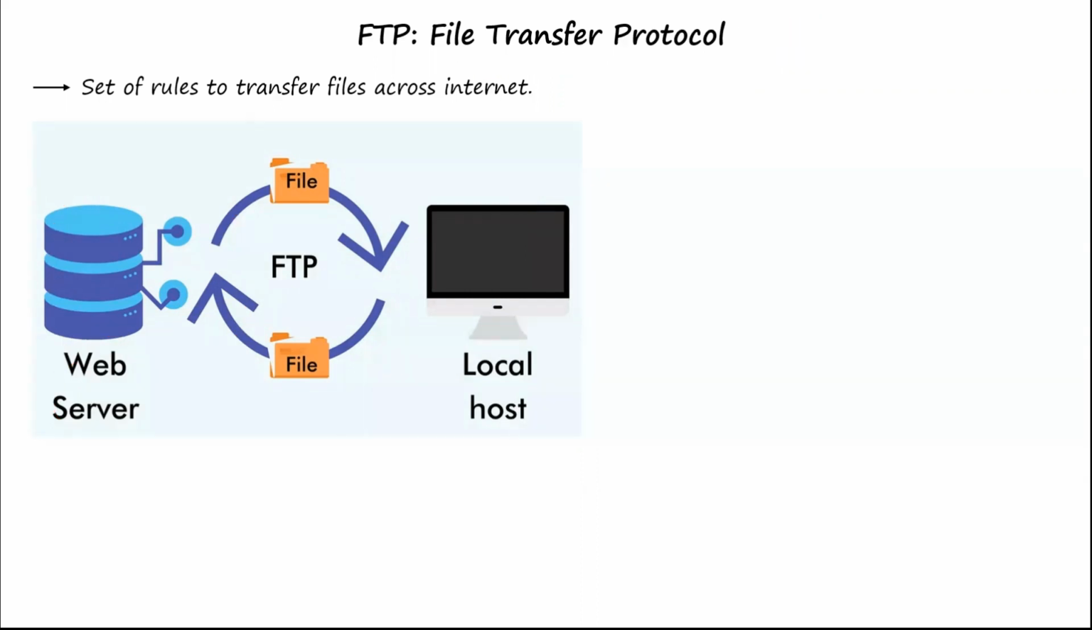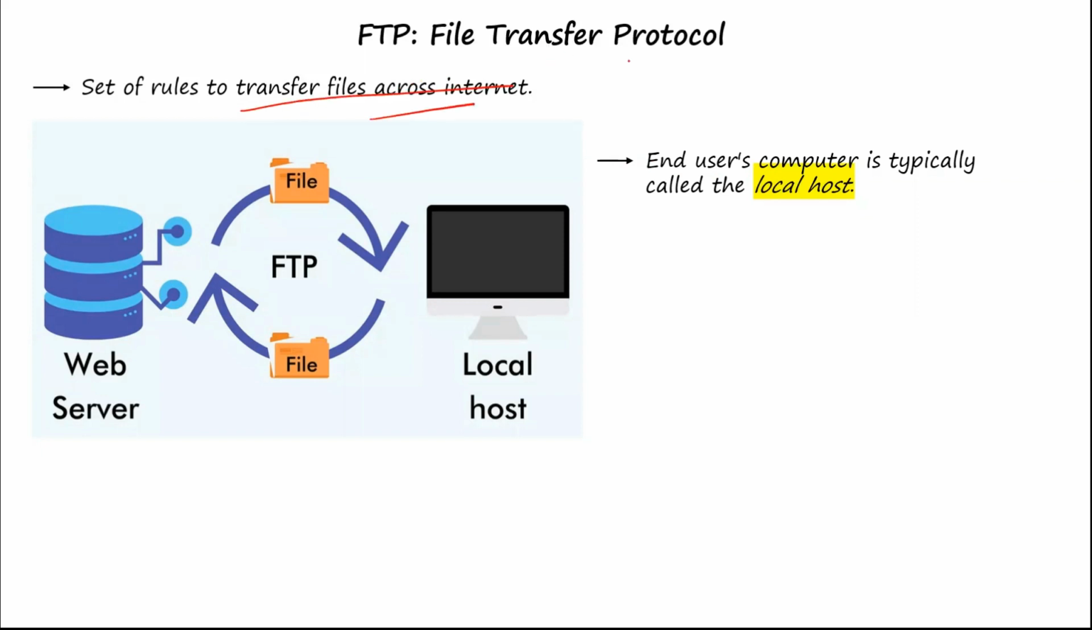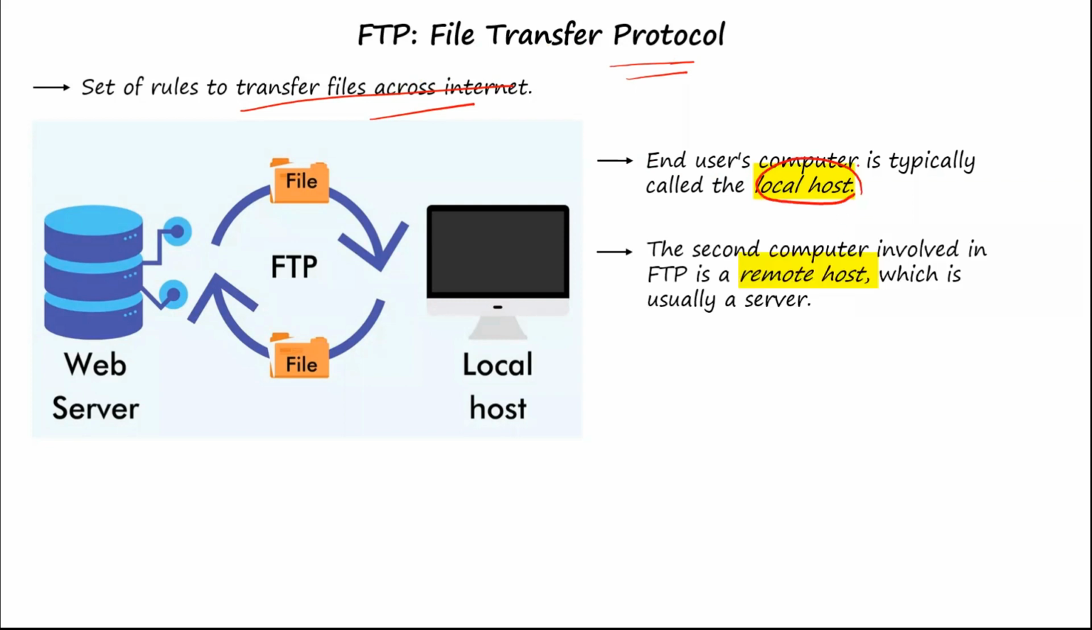So let's quickly write bullet points for this. Number one, it enables the file transfer across the internet using certain rules. There is one computer, your local host. There is another computer, that is the server. We call it the remote host. It is also called remote host, local host and remote host. But we need not worry about these terms. The more we use them, the more we'll get familiar with them.